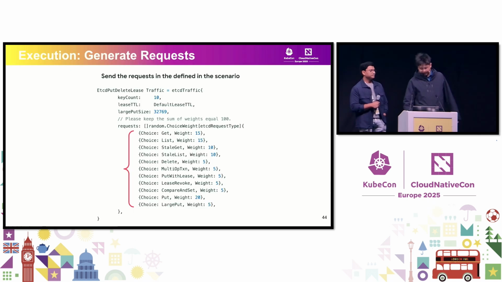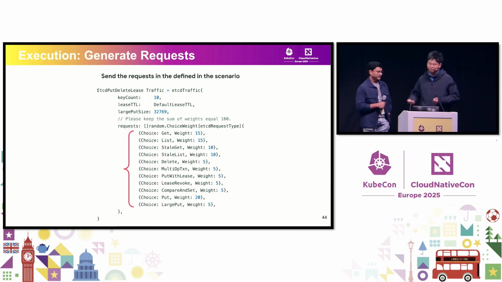So having done the setup part, we have to execute. To execute, we have the client that will generate requests and send them to the server. And the requests are defined in the scenario. One example of the defined configuration might be the traffic. And for traffic, you can see this is one case where we have different combinations of the requests that will be sent.